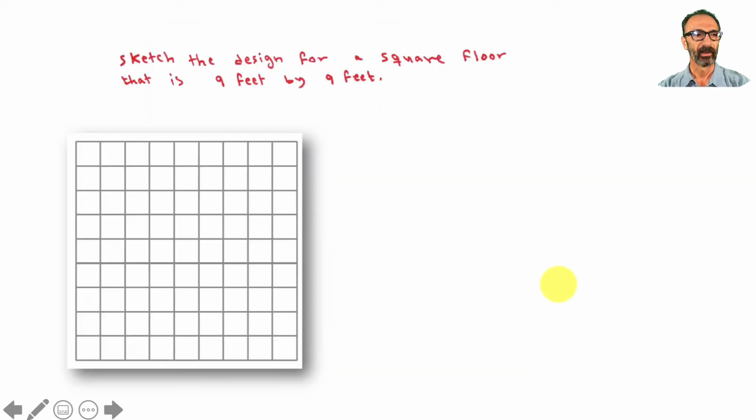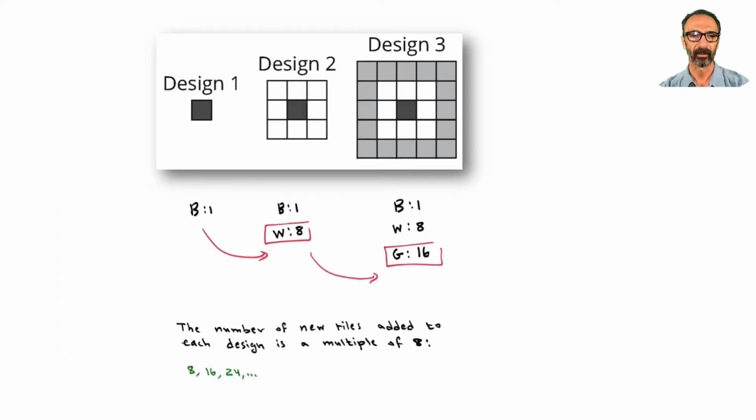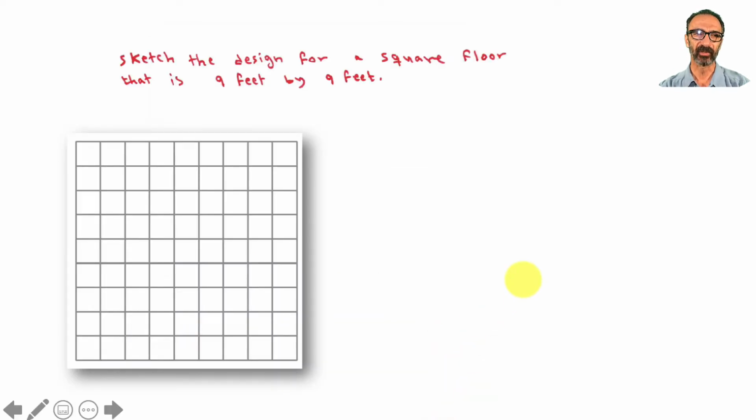So here's one of the problems that says sketch the design for a square floor that is 9 feet by 9 feet. Well, you remember the first one and the second one, third one? I'll take you back. You see this right here? It looks like the center is black. That's one way to look at it. So for this one, I would say I need to look for the center.